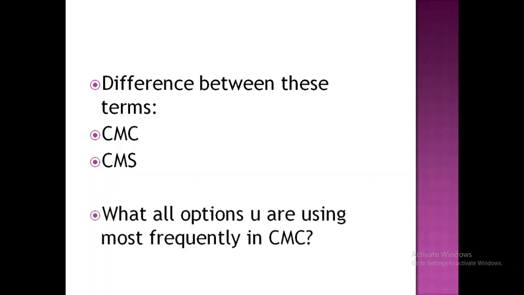What are the options we are using most frequently in CMC? So in CMC, in day-to-day activities, we use users and groups, access levels, instance manager, servers, then promotion management, then access levels, universes, connections, auditing and monitoring. These are the main options that are used on a day-to-day basis.